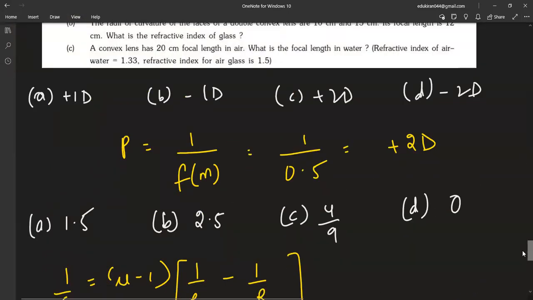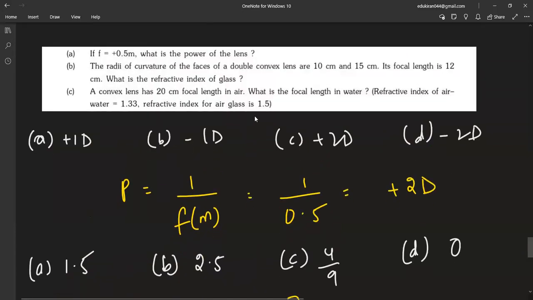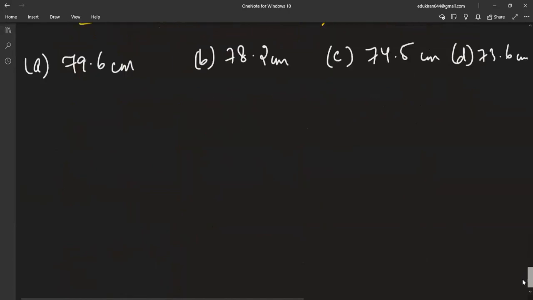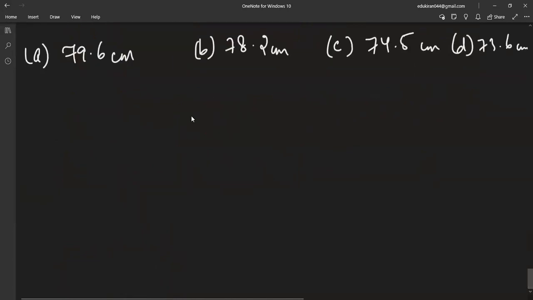Okay, let me discuss this. See, a convex lens has 20 centimeter focal length in air. What is the focal length in water? Refractive index, this is mentioned here. These two you have to remember. I've told you multiple times in your regular batches also. See, the formula that you had to use.